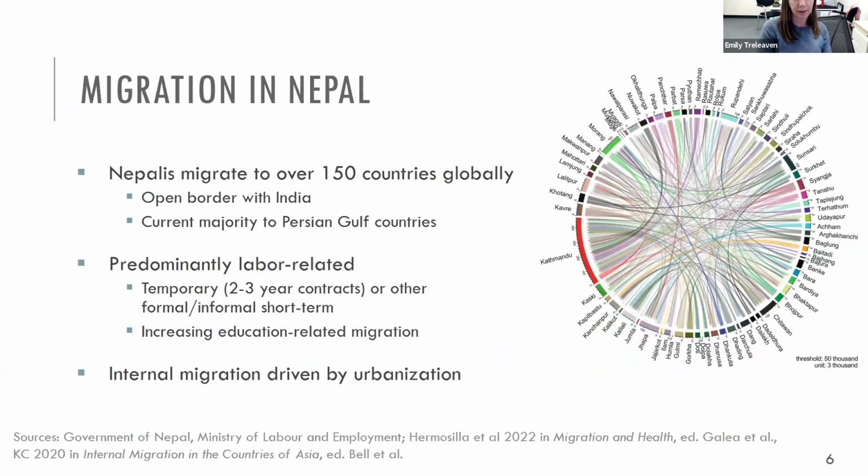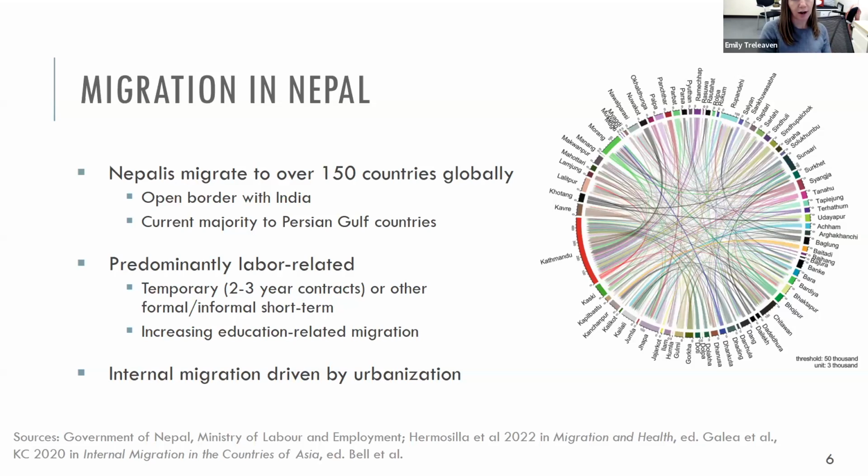International migration is highly prevalent in Nepal. It's thought to be predominantly to Persian Gulf countries, which the government of Nepal estimates is the destination for about 85% of migrants in Nepal. But the border with India is open and porous, and so it's known that some migrants go to India first and then migrate to other countries from India. And currently, there are Nepali migrants in at least 150 countries globally.